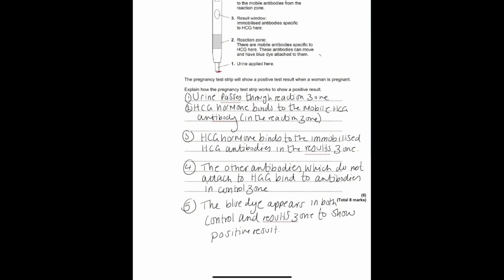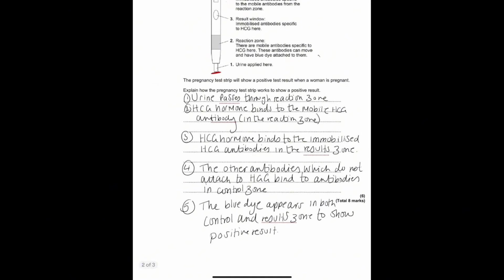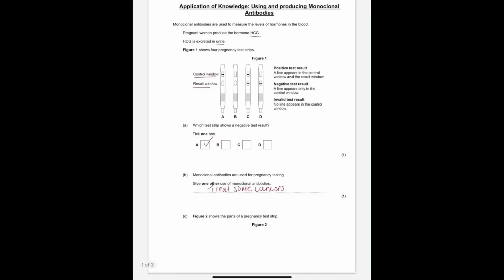So the first thing that you need to write down is that urine passes through the reaction zone, okay? That is where the urine is applied. It's applied where it says number 1 over here, which I've coloured in red. But then the urine would pass through the reaction zone, which we have over here. Now, the HCG hormone is found in the urine of a pregnant woman. It tells you here in the question. Pregnant women produce the hormone HCG, which is excreted in the urine.